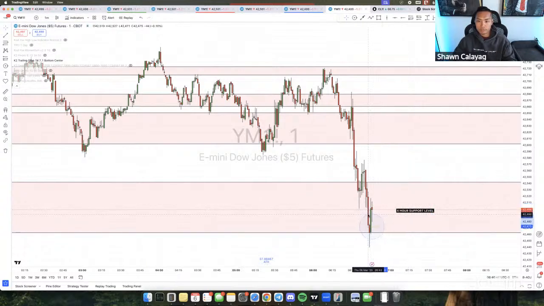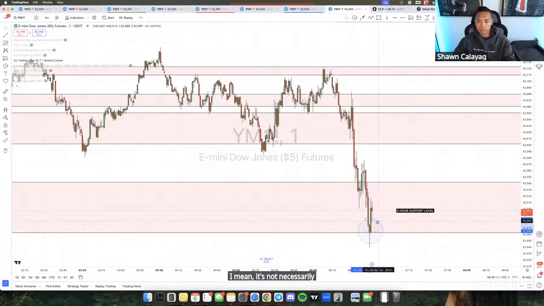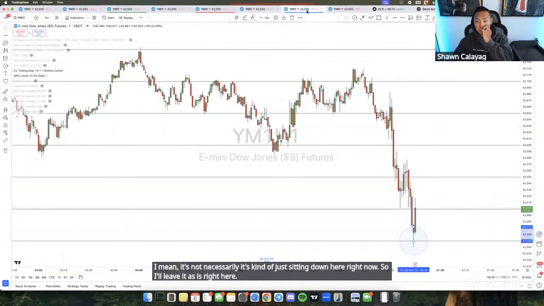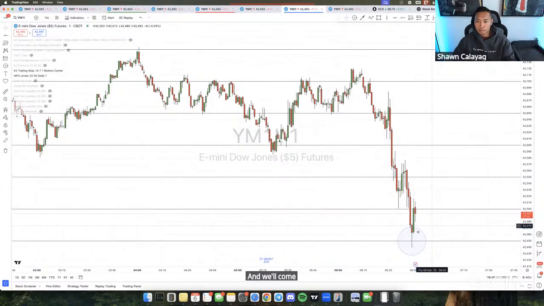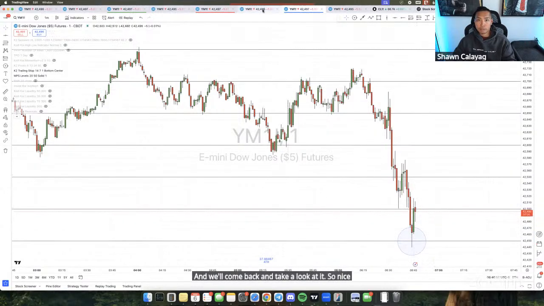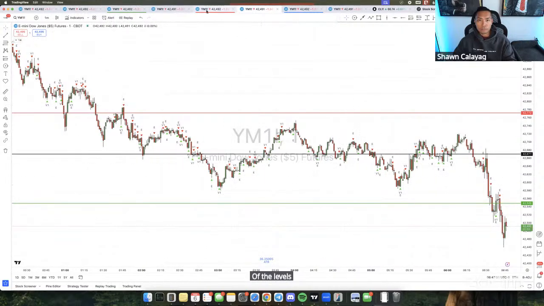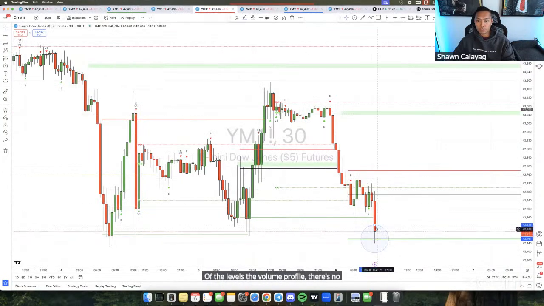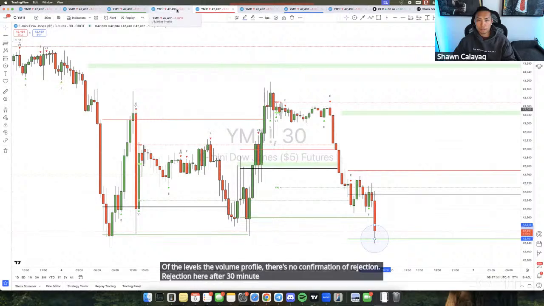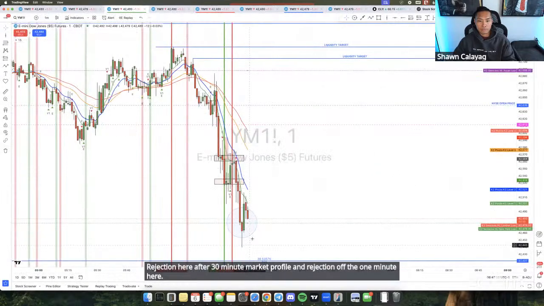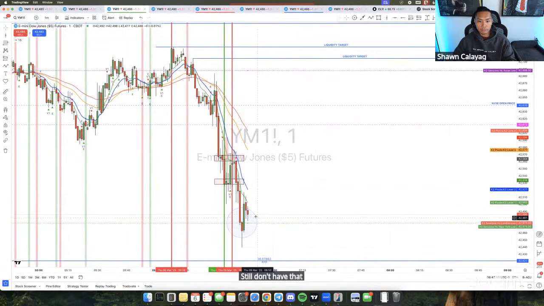It's not necessarily rejecting off, it's kind of just sitting down here right now, so I'll leave it as is and we'll come back and take a look at it. Nice rejection off the bottom end right here, off the levels. On the volume profile, there's no confirmation of rejection. Rejection here off the 30-minute market profile and rejection off the 1 minute here. Still don't have that buy signal, guys. We're looking for that buy signal.